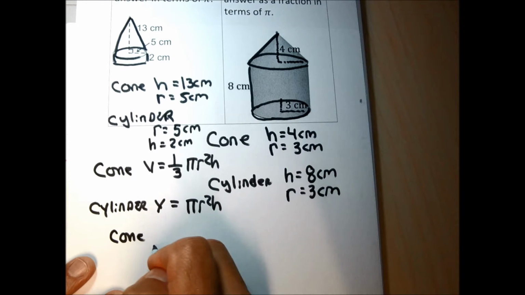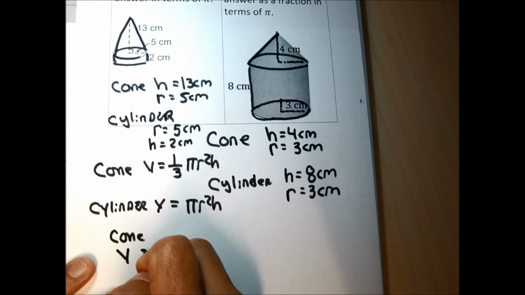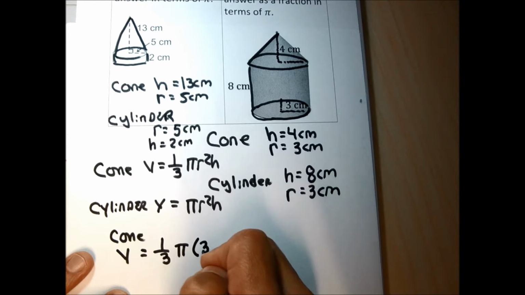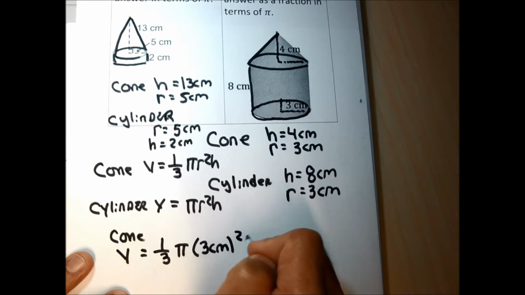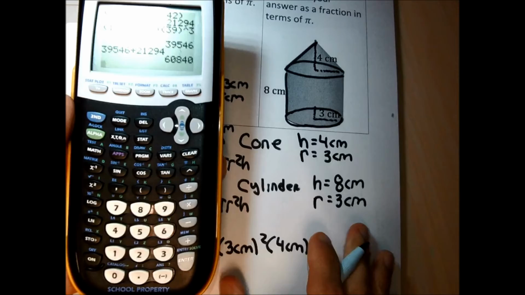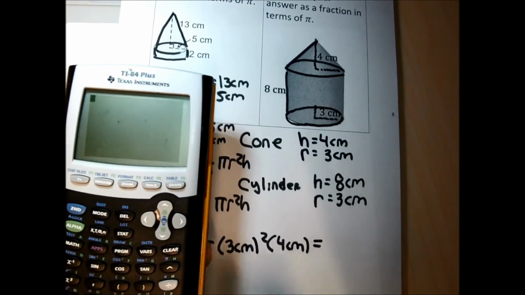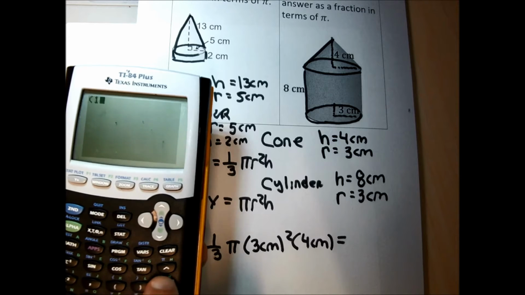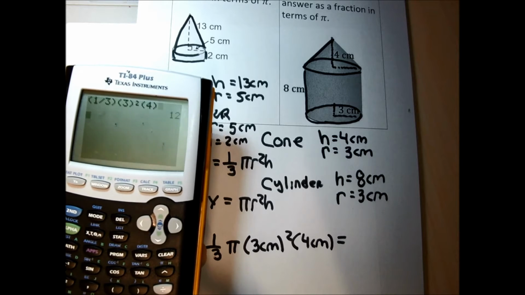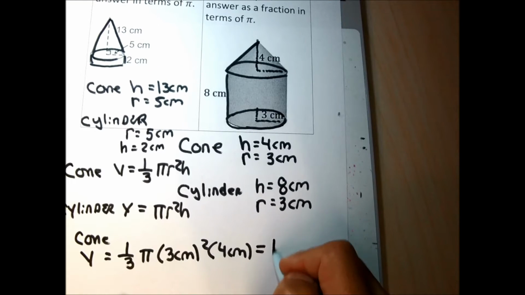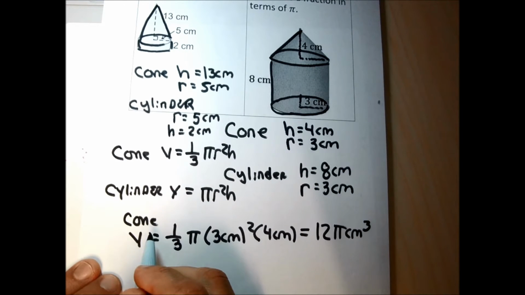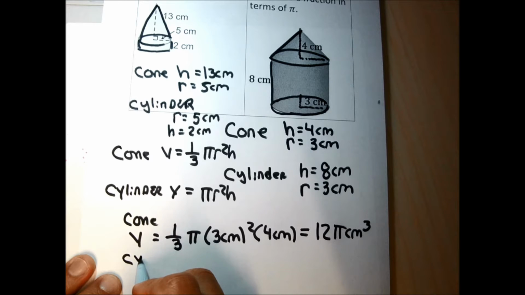And my cone is going to have a volume of 1/3 times pi times 3 centimeters squared times 4 centimeters. I'm going to just do that real quickly. So I'm going to do clear 1/3, 1 divided by 3 times 3 squared times 4. I get 12 pi centimeters cubed. And then next I'm going to do the cylinder.